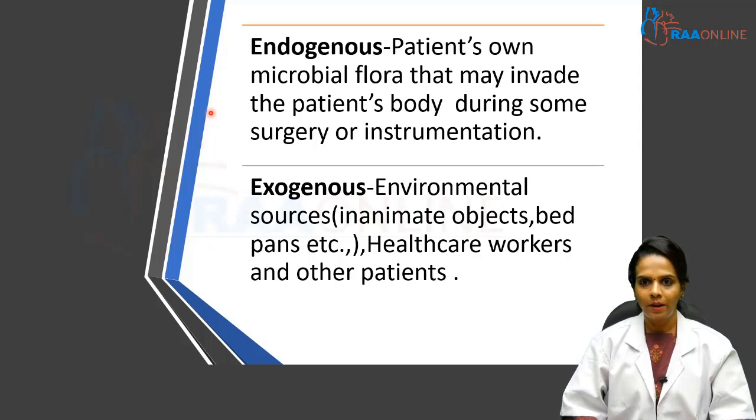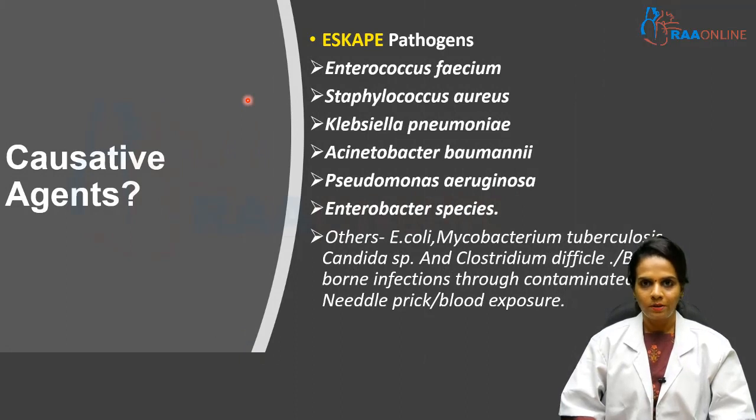Environmental sources include inanimate objects, bedpans and medical equipment, whatever instruments we are using during patient care, which are primary sources of healthcare associated infection. Of course, healthcare workers are potential carriers of multi-drug resistant bugs, for example MRSA, that is methicillin resistant Staphylococcus aureus, in nasal carriers. And of course, patients who are admitted in the hospital for other illnesses are also potential sources of healthcare associated infections.